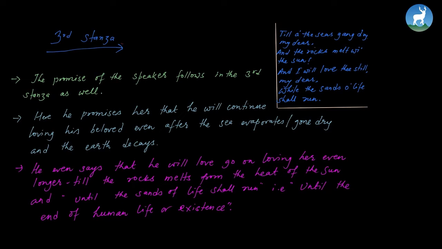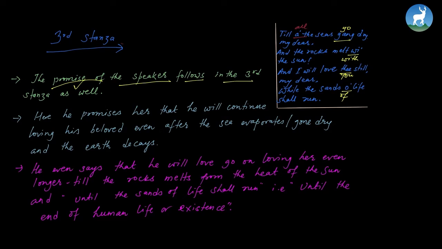Just like the previous stanza here, O stands for all, and gang go, we, with, I will love thee, you, sands, O, of. So here in the third stanza, the promise of the speaker follows just as in the first and the second stanza.